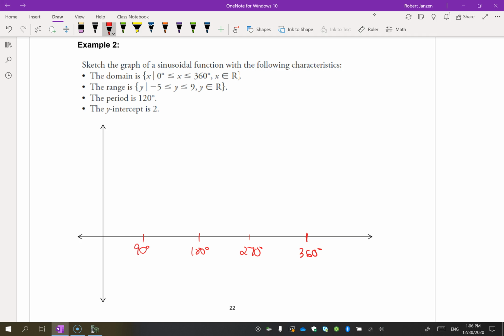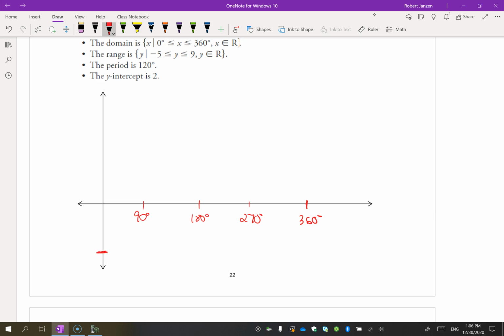Okay. The range is from -5 up to 9. Okay, and the period is 120. Okay, so 120, that means I've got to put a few more marks in here. So let's divide these by thirds. So this is going to be 30, 60, 90, 120, and then I would have 150, then 210, 240, 270, 300, 330, 360.